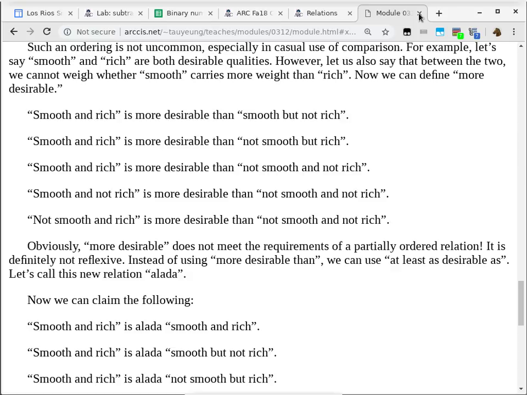So you can now use that term to refer to people. You can say tag is alada, a rotten tomato. I'm pretty sure that's true from the eyes of fruit flies.